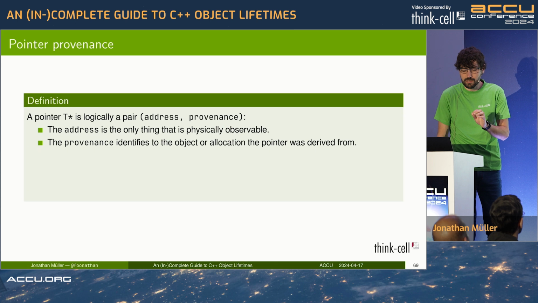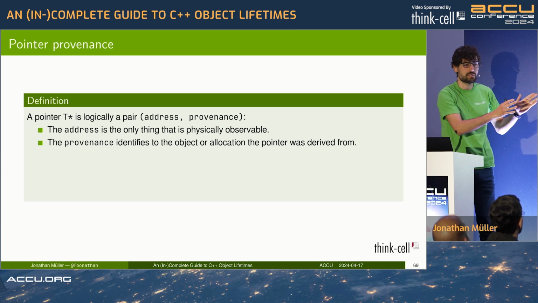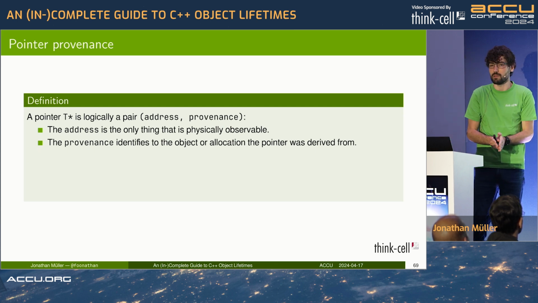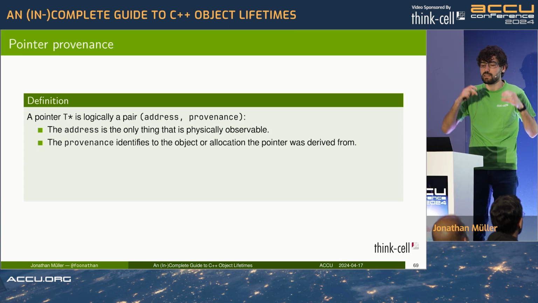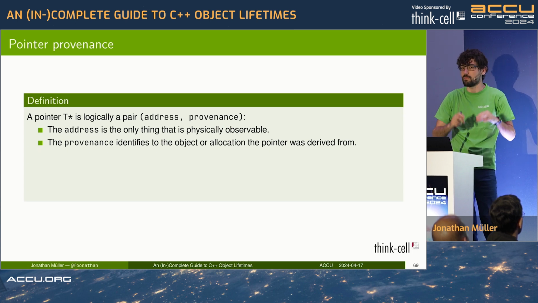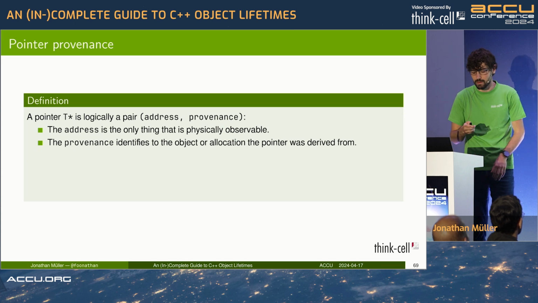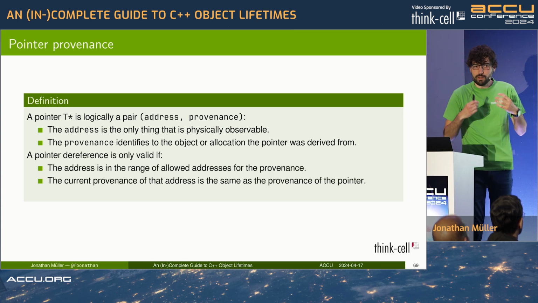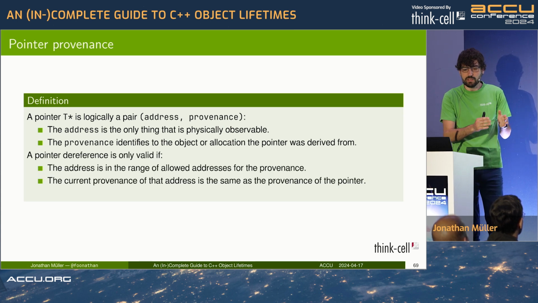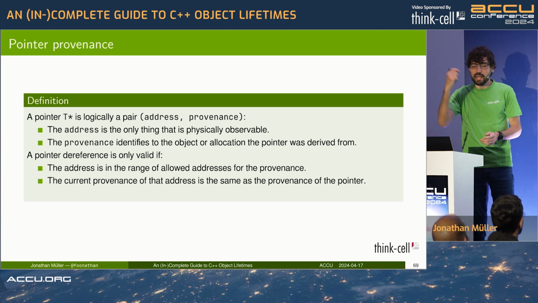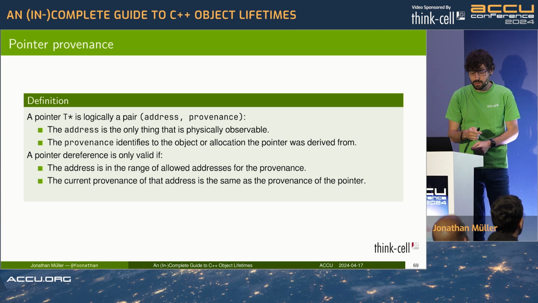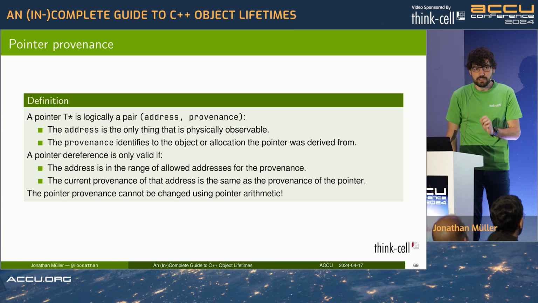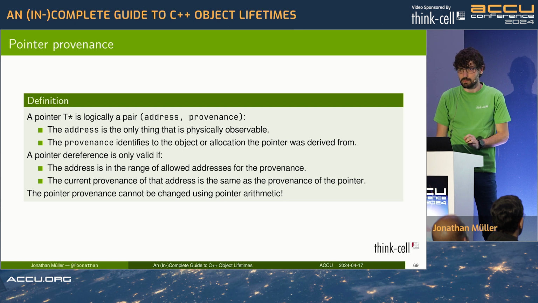This is because a pointer is two things. We've got the address. This is the physical thing. This is what's being compared. And it's got something called provenance. And the provenance identifies the object or location the pointer came from originally. And the pointer dereference is only valid if the address is in the allowed range of that allocation as determined by the provenance, and the current provenance of that address still matches the provenance of the pointer. And crucially, pointer arithmetic doesn't change provenance.